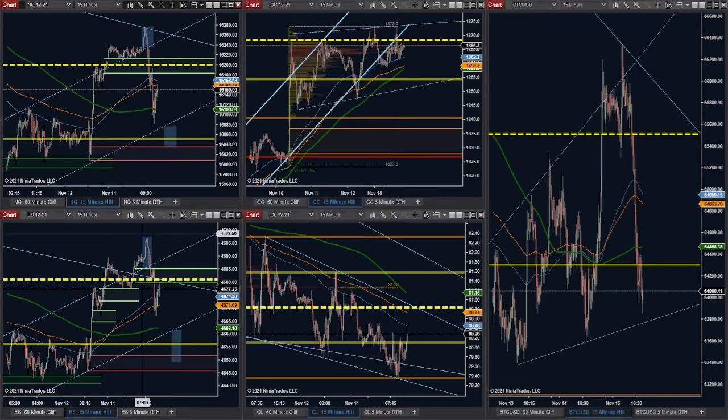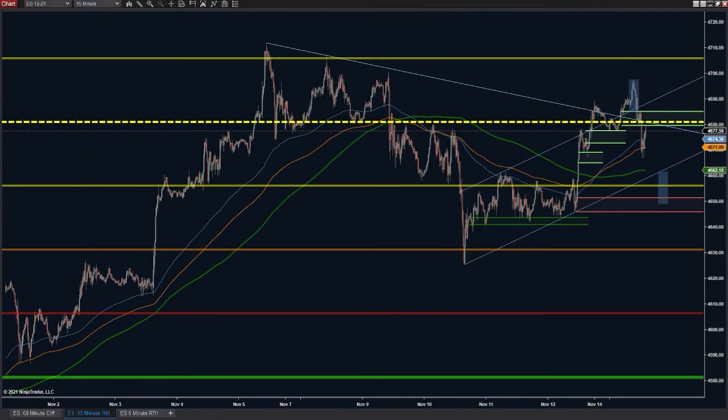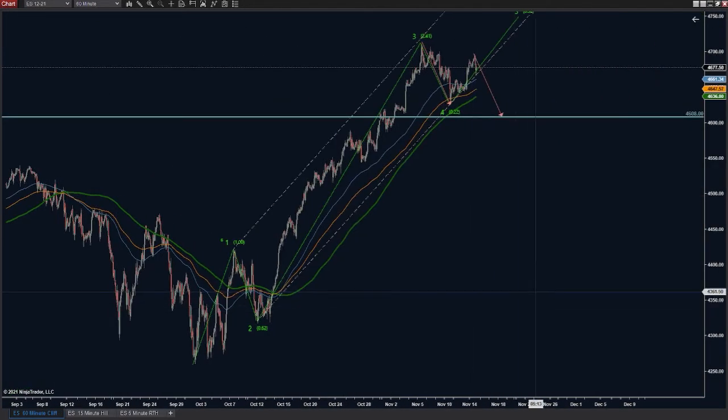All right, let's take a look at the S&P, swap over there and see what's going on. Now, again, the S&P is very similar to the Nasdaq. They usually go hand in hand, so the analysis isn't going to be much different.